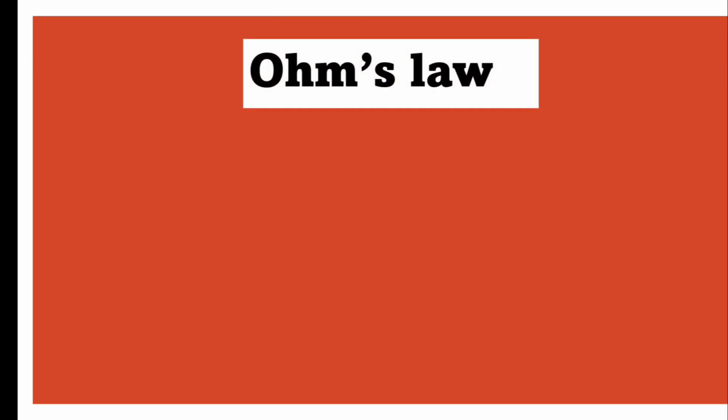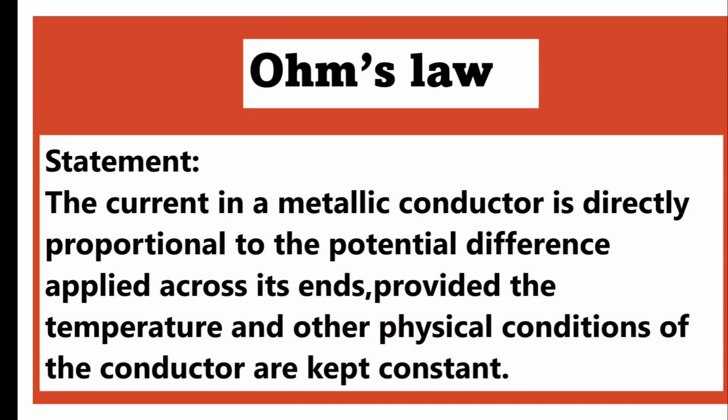Here, the statement of Ohm's law is like this. The current in a metallic conductor is proportional to the potential difference applied across its ends, provided the temperature and other physical conditions of the conductor are kept constant.